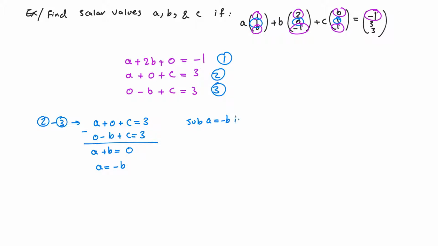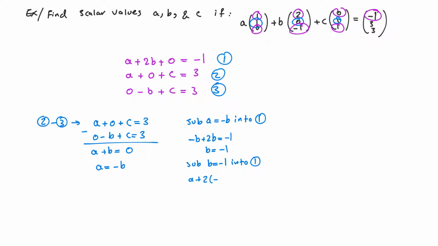So that means that if I rearrange this, I get that a is equal to negative b. Now I'm going to sub a is equal to negative b into my first equation. So instead of a, I'm going to replace it by negative b. Negative b plus 2b is equal to negative 1. Negative b plus 2b is positive b, and that is equal to negative 1, meaning that b is equal to negative 1.